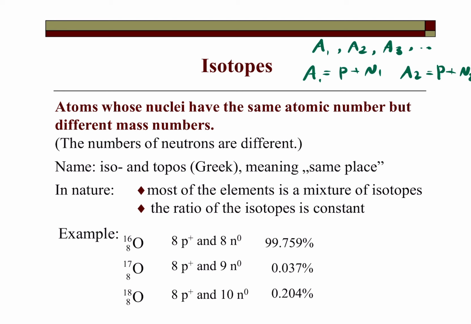Isotope is from the Greek words for same place, and most elements have a mixture of isotopes in the atmosphere or in the earth. The ratio of isotopes is constant, okay? And usually we see, for example, oxygen has 3 isotopes. The first one, the normal oxygen, is the highest in percentage. They all have 8 protons and all have 8 electrons, but the neutrons are 8 for normal oxygen, and the other isotopes are 9 and 10.